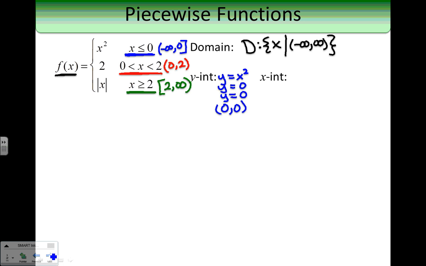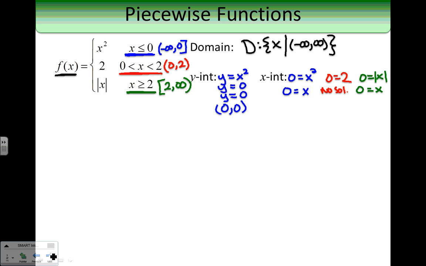So I have 0 equals x squared, 0 equals 2, and 0 equals the absolute value of x. In each case, solve for x to get x equals 0 for this one. 0 equals 2, that is not possible, so that's no solution. And we get x equals 0 for this one also.